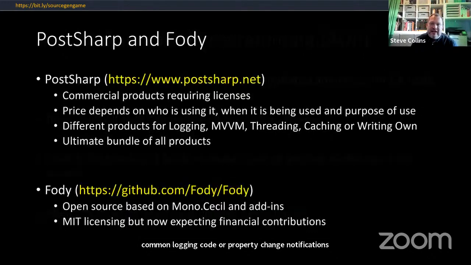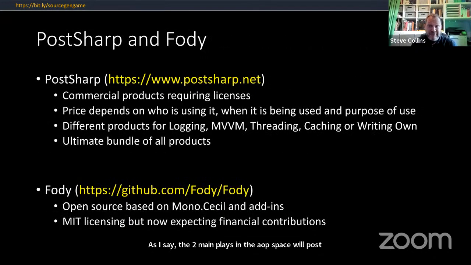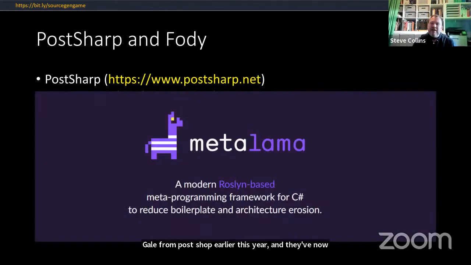As I say, the two main players in the AOP space were PostSharp, which is a commercial product, and Fody, an open source project. That said, I think since last year, even though it's open source and MIT licensed, Fody are now asking for financial contributions to help with it. What's also interesting is I saw some talks from Gael from PostSharp earlier this year, and they've now got this tool called Metalama. My understanding from the talk is that they forked the Roslyn compiler and added stuff in. So it's this hybrid of the Roslyn compiler and source code generators from Roslyn and stuff that they used to do in IL weaving with PostSharp. Looks like a really good product. I haven't had a chance to have a play with it, but you may want to have a look at it.